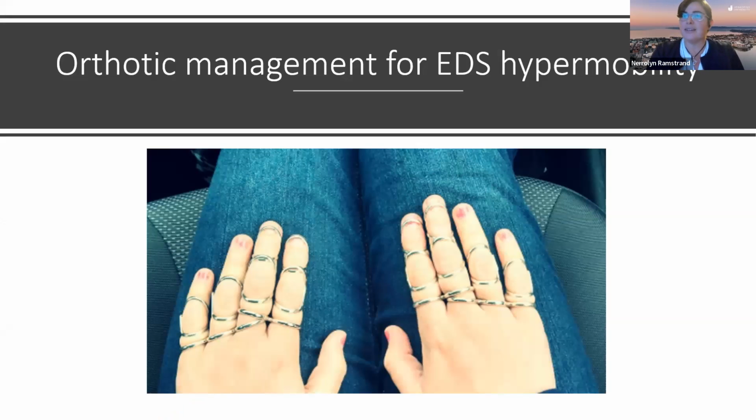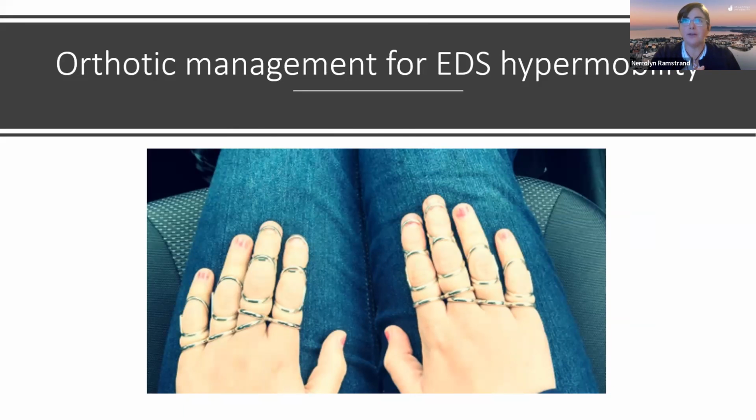So this is a study that we did in Denmark, and it was a clinical question, or a frustration, that came from the clinicians in Denmark, that these rings or finger orthoses were not being funded by the government because there was a lack of evidence for their benefit to patients who had hypermobility syndromes.